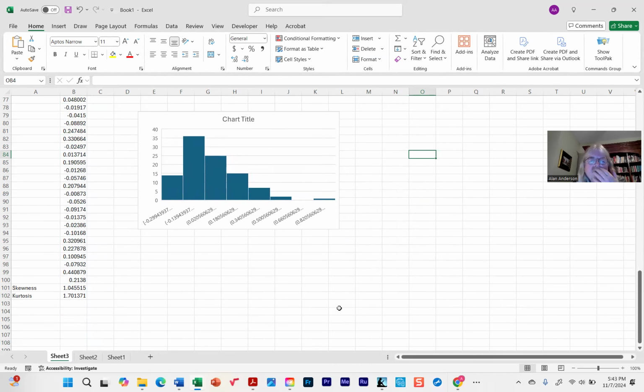Equals norm dist. X is the 1. Oh, actually, I'm sorry. You know what? When you're using the standard normal, which is what we're doing here, it becomes norm.s.dist. Let me just change this. You need that little S in there to remind it that this is standard normal.